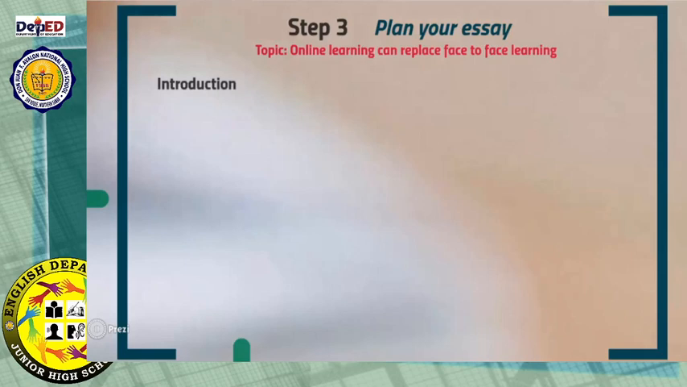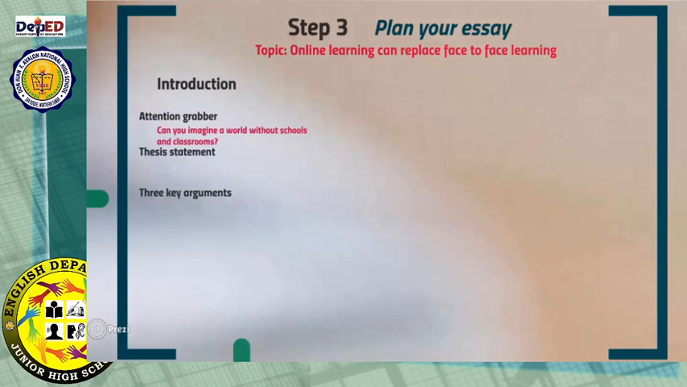An introduction includes an attention grabber. This is something to grab the reader's attention, to make them want to continue reading. It also has a thesis statement and 3 key arguments. For this essay, I've written, "Can you imagine a world without schools and classrooms?" So this is my attention grabber. It doesn't give my point of view. It just gets the reader interested.